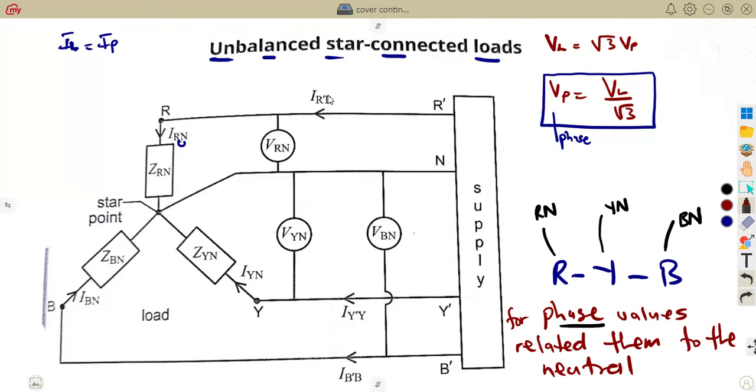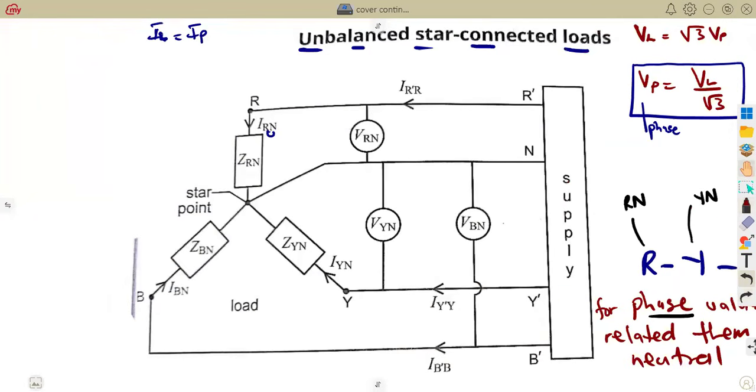Current with an R bar like this one. This is for the red phase. These are line values. Once you see this part with a bar like this, these are line values. These ones, this one, and this one. So you just need to know the basic view of your diagram just to understand them.